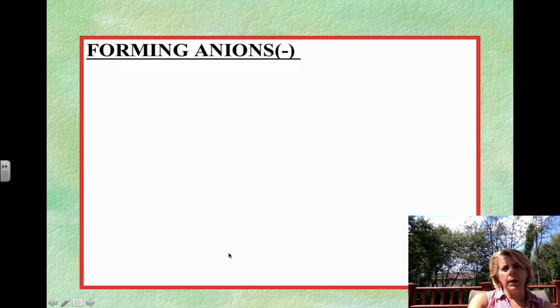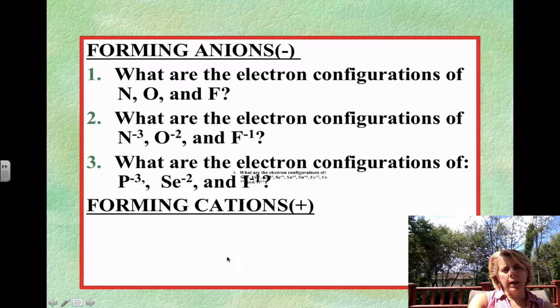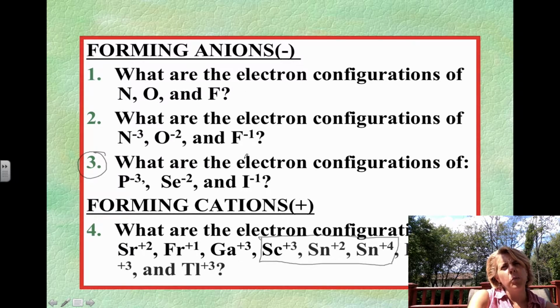Okay, so I have a series of problems here. I'm going to do the first two. The third one you're going to do on your own. Okay, and then for the last four, I'm going to do the first three, and you have to do the next three. Okay, so the question is, what are the electron configurations? And we can use noble gas notation, so we don't have to write out all of the electron configurations.